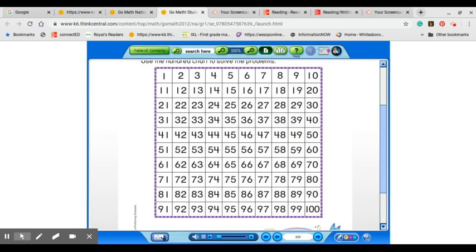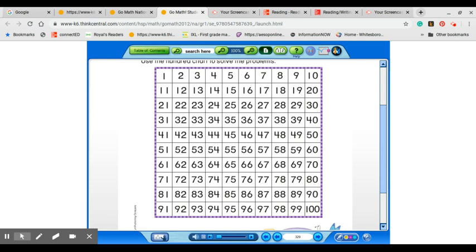Now I'm going to count on 4 spaces to the right to find out how many flowers she picked. 1, 2, 3, 4. And we land on the number 16. So we find that when she picked 12 flowers and 4 more, she had 16 flowers.